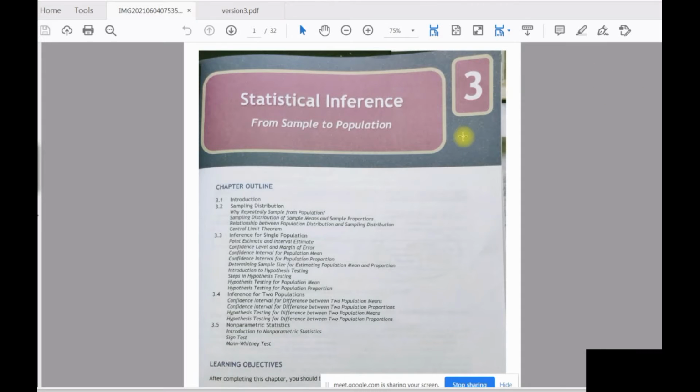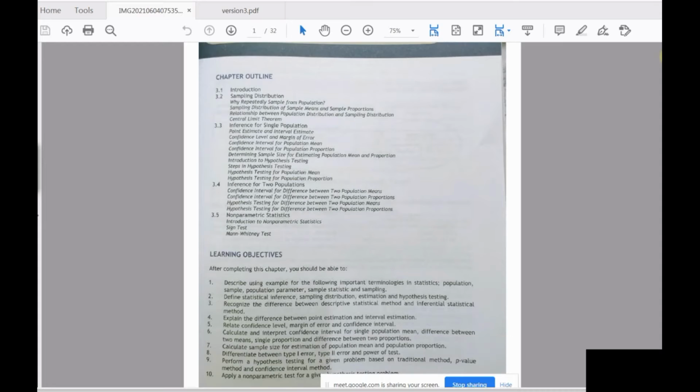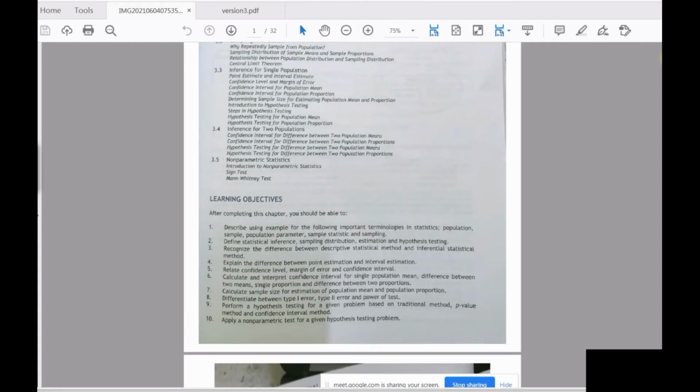Chapter 3, Statistical Inference. So we will cover sampling distribution, inference for single population, inference for two populations, and non-parametric statistics. But for now, just until 3.4.